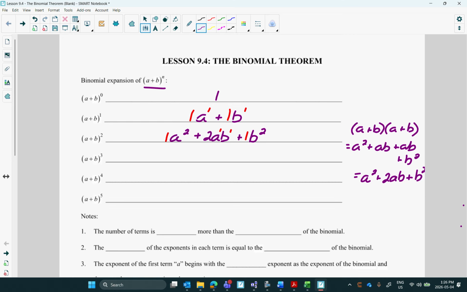What do you think the first term's going to be? A cubed or 1a cubed. What do you think the last term's going to be? 1b cubed. There's going to be pluses, because everything's plus. So I got another term there. I got another term there.